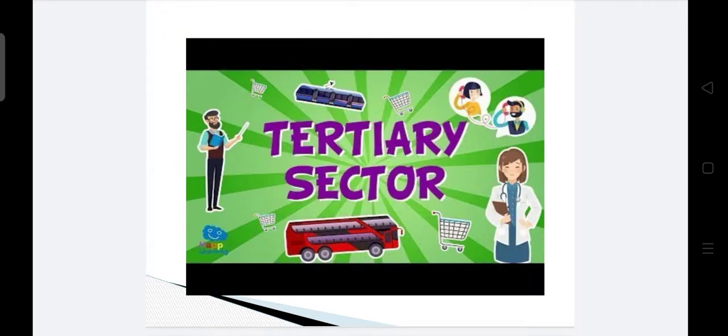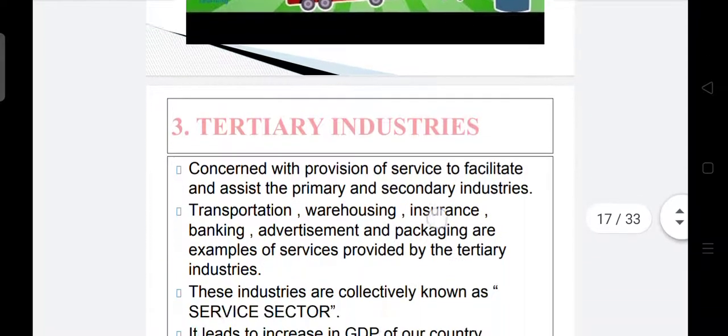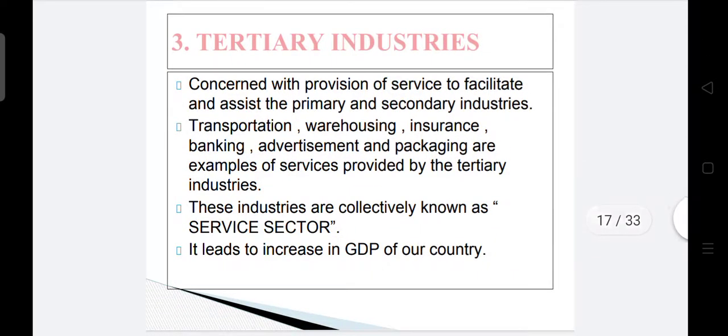Now we have tertiary industries. These are concerned with the provision of services to facilitate and assist the primary and secondary industry: transportation, warehousing, insurance, banking, advertisement, and packaging. These industries are known as the service sector. So the tertiary industries are also known as the service sector.